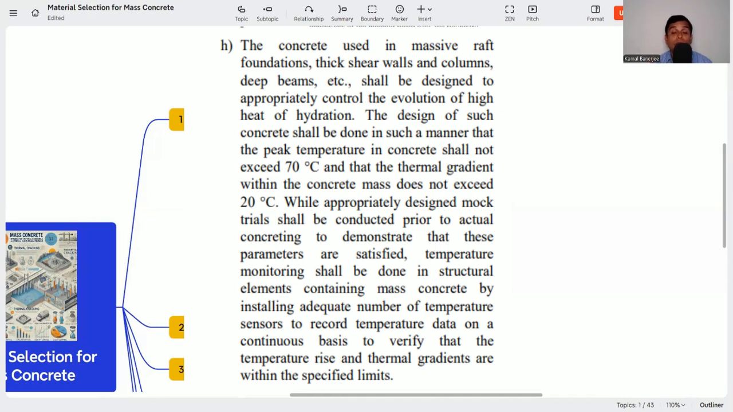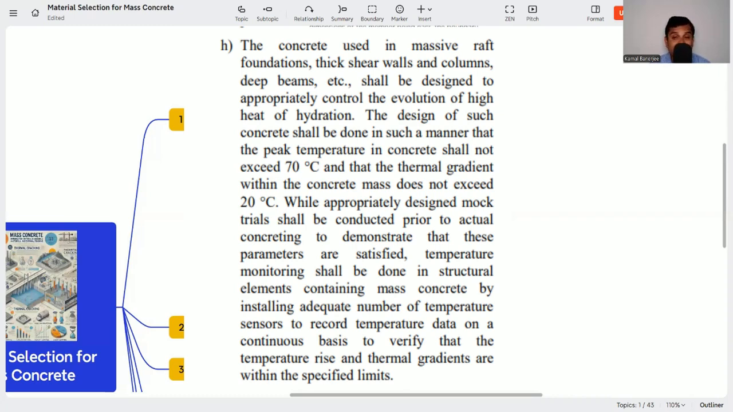Now, the thermal gradient. We all know that in the core of the concrete, heat is produced more and the temperature rise is more, and compared to the core, the surface has a lower temperature. So the maximum temperature in the core can be 70 degrees, and the thermal gradient is 20 degrees. That means the temperature difference between the surface and the core should be a maximum of 20 degrees centigrade, and the same applies with respect to the environment. If this is followed, we can control the thermal cracking. Otherwise, it will again be a problem of thermal cracking.